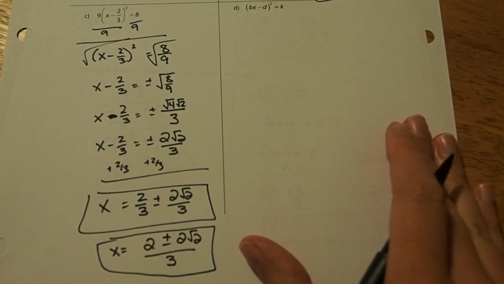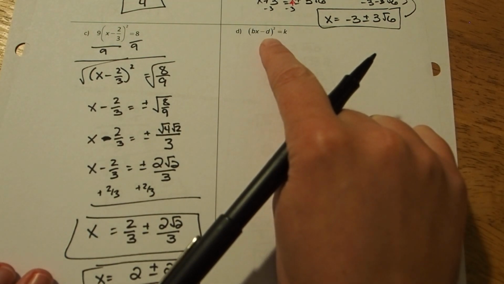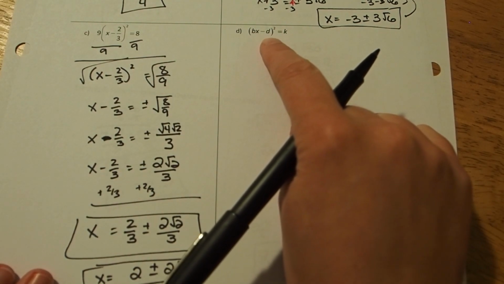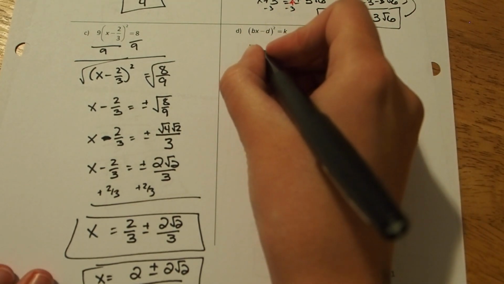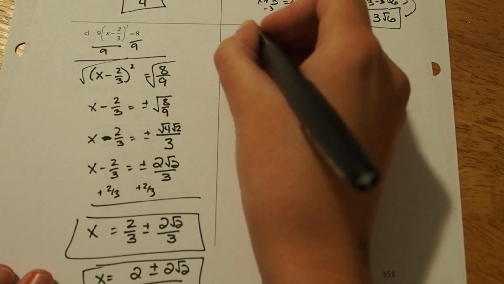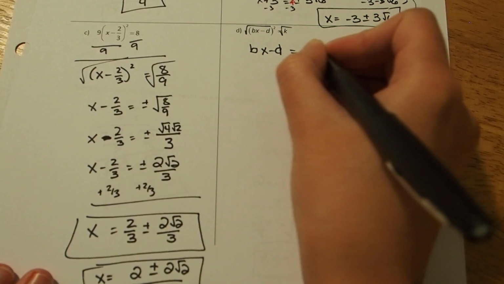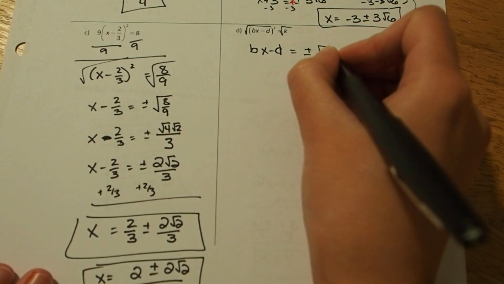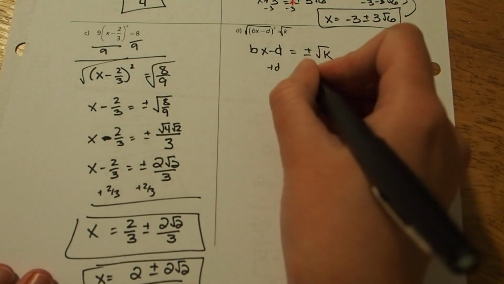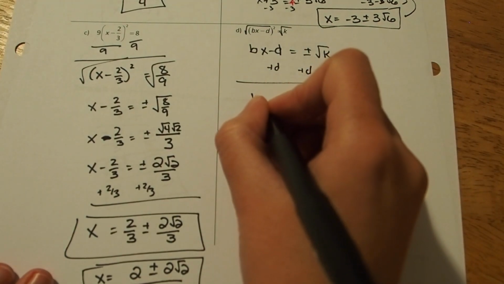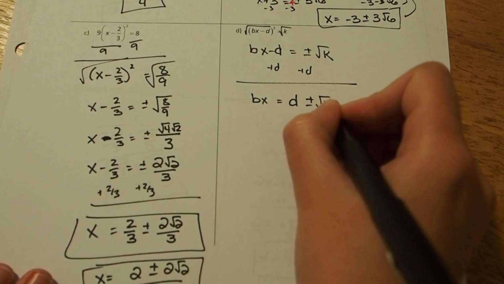Okay. The last one, part D. There aren't any numbers to work with here, so we're going to get an expression for our answer instead of a numeric value. The perfect square is already by itself, so I just want to take the square root of both sides. That gives me bx minus d equals plus and minus square root of k. Then if I'm solving for x, I would have to add d to both sides. That would give me bx equals, added to the front, so d plus and minus the square root of k.